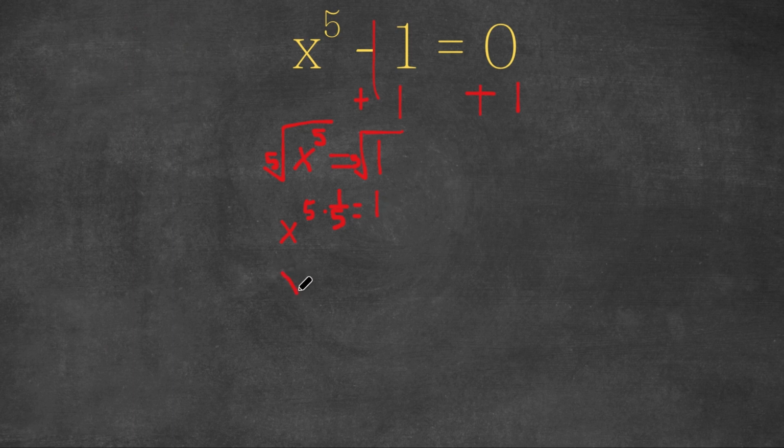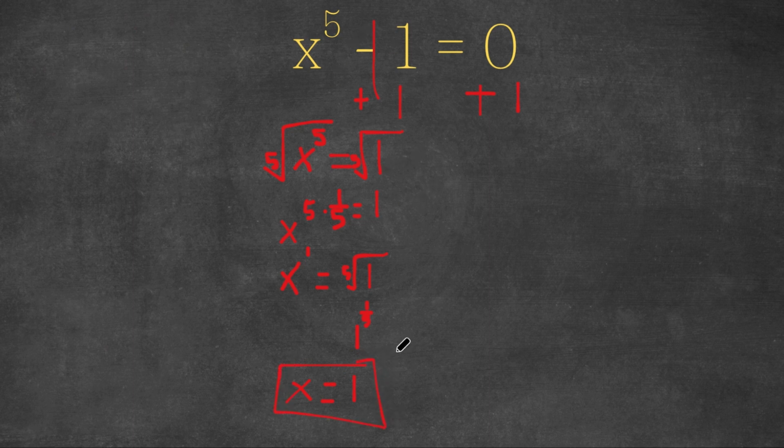So this is x to the power of 1, which obviously equals x, equals the square root, 1 to the root of 5. Well, 1 to the root of 5, this is the same thing as 1 to the power of 1/5. And 1 to the power of anything is simply 1 because that's just how it is. So this is 1. And x to the power of 1 is x. So x equals 1. And this is our answer.